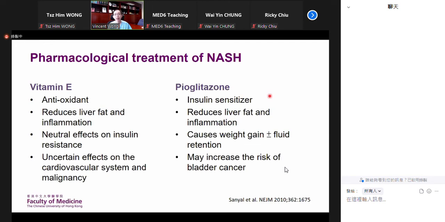It is a PPAR-gamma agonist. It works by its insulin sensitizing effect. Again, it would reduce liver fat and inflammation. The main side effects would be weight gain and fluid retention, and therefore it is contraindicated in people with severe heart failure. There are also observational data suggesting that it may increase the risk of urinary bladder cancer. Again, this is controversial, but at least there are some potential risks.